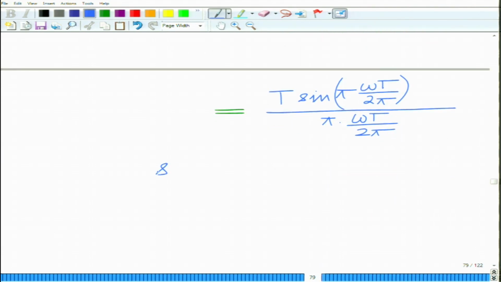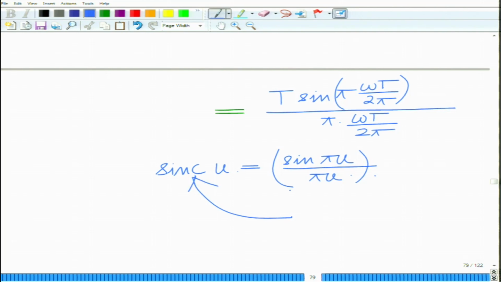We will now define a notation. This is a popular notation, known as the sinc function, sinc of u equals sin pi u divided by pi u. This is known as the sinc function, and it is very convenient to use and arises very frequently in communications and signal processing and in general in signals and systems. So, this is termed as the sinc.